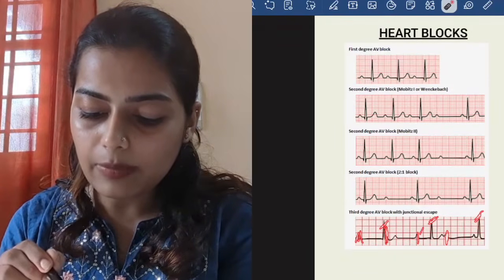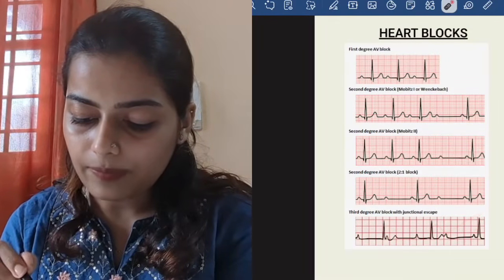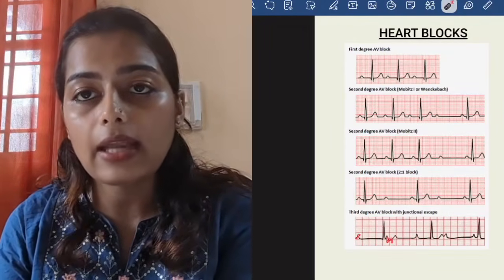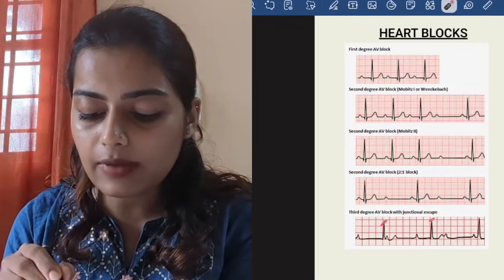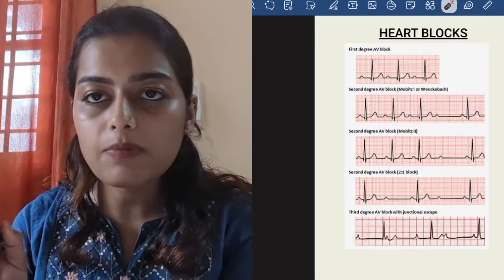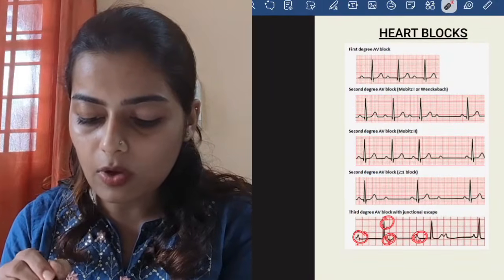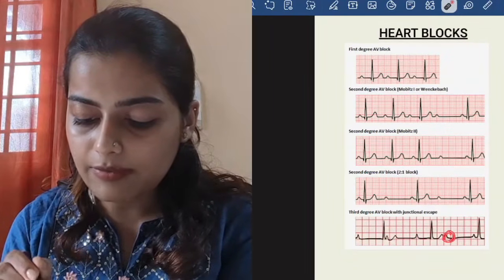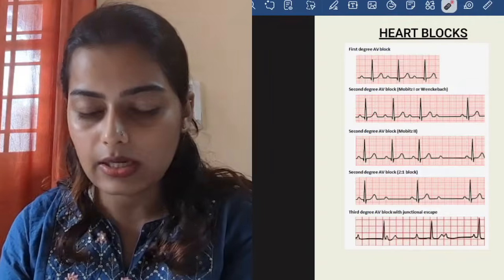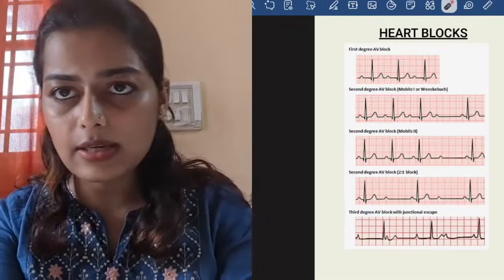But when you take the interval between this R wave and this P wave, or this P wave and this R wave, it's different. So there is no relation between the P wave and the R wave. The PP interval is regular, the RR interval is also regular, but there is no relationship between them. This P wave occurs before this R wave, this P wave occurs after this R wave, this P wave slightly before this R wave. There is no relation, right? So that is known as third degree AV block with junctional escape. So there is an AV dissociation occurring.